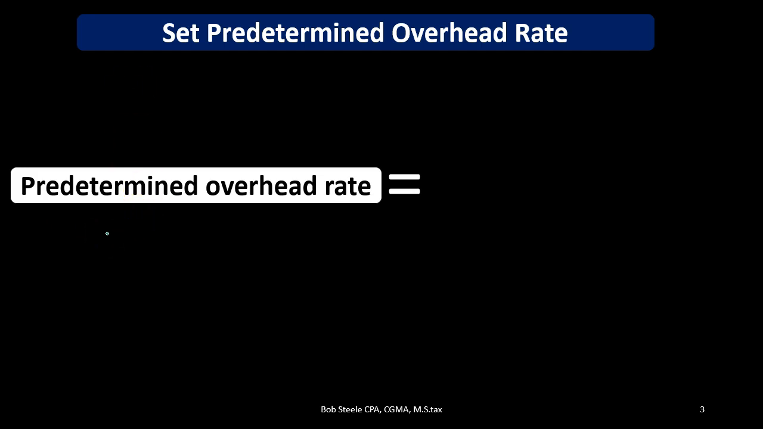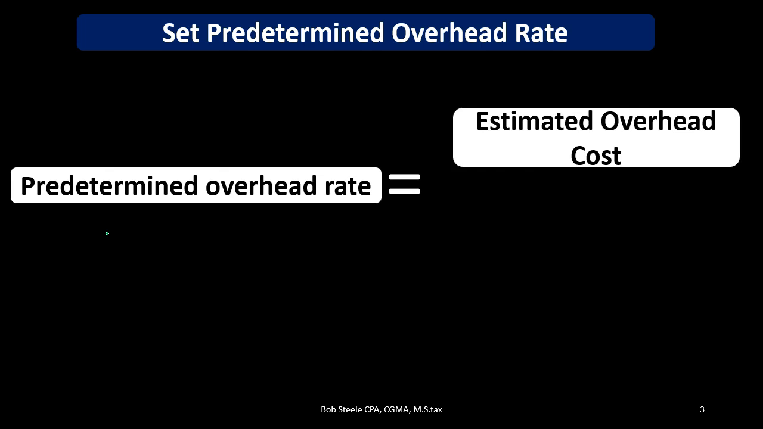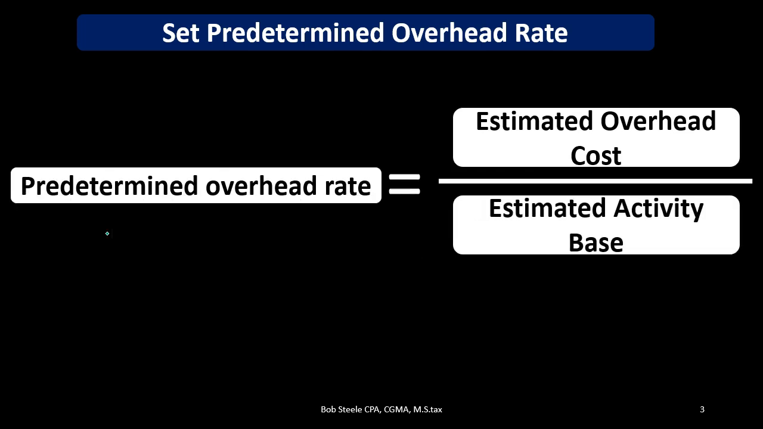So the predetermined overhead rate formula is simply going to be the estimated overhead cost divided by the estimated activity base. So first, what does that mean? Estimated overhead cost. What we would like to do is have the actual overhead cost, of course. But if we're talking about this month of operations, we don't know what the actual overhead cost is going to be. And we might be able to say what it is up until this point.